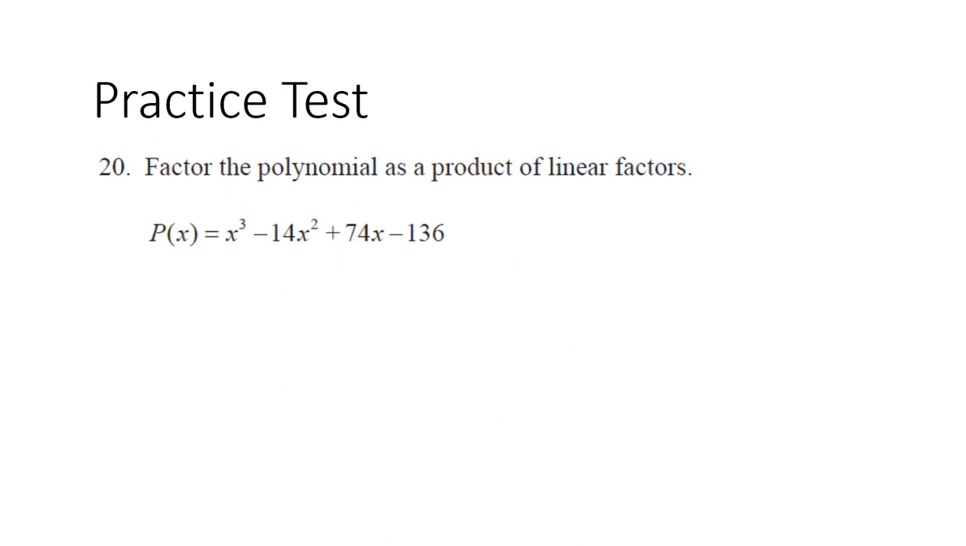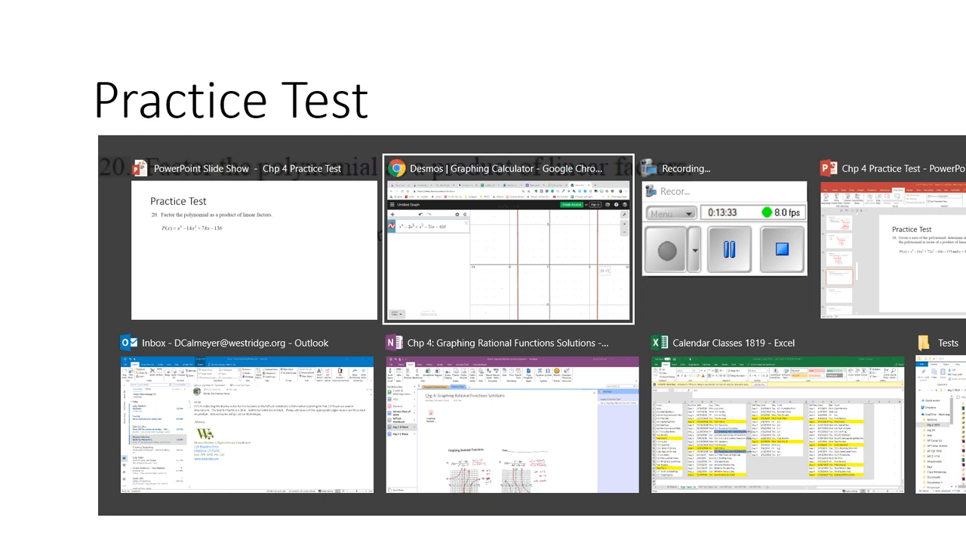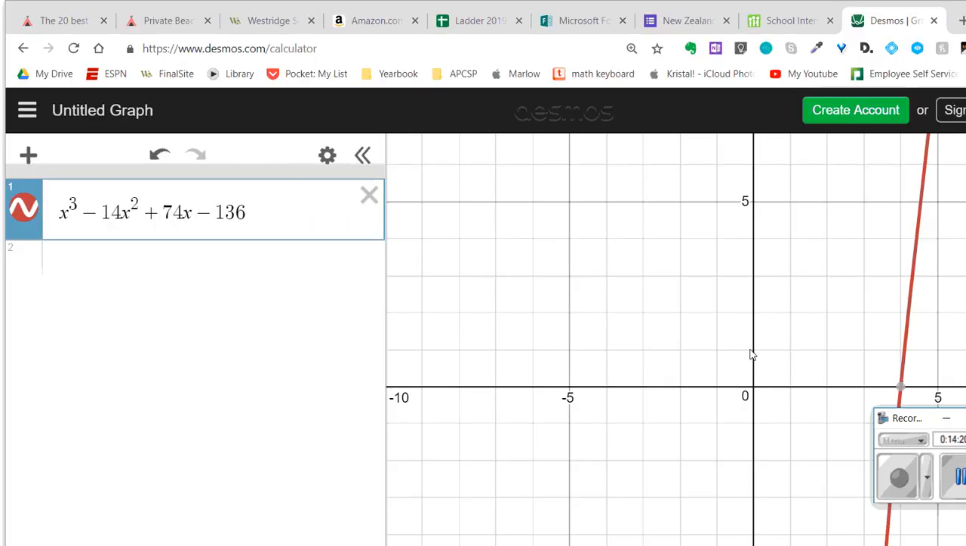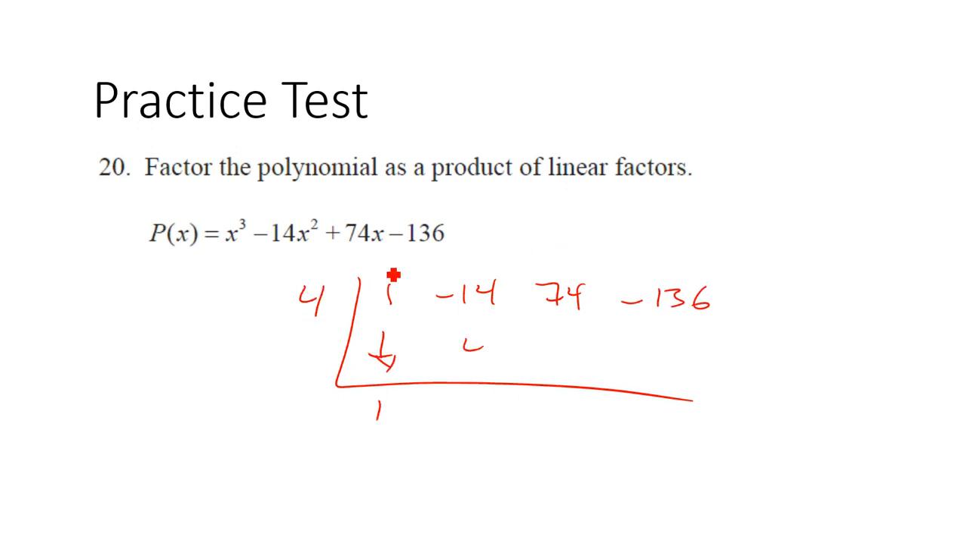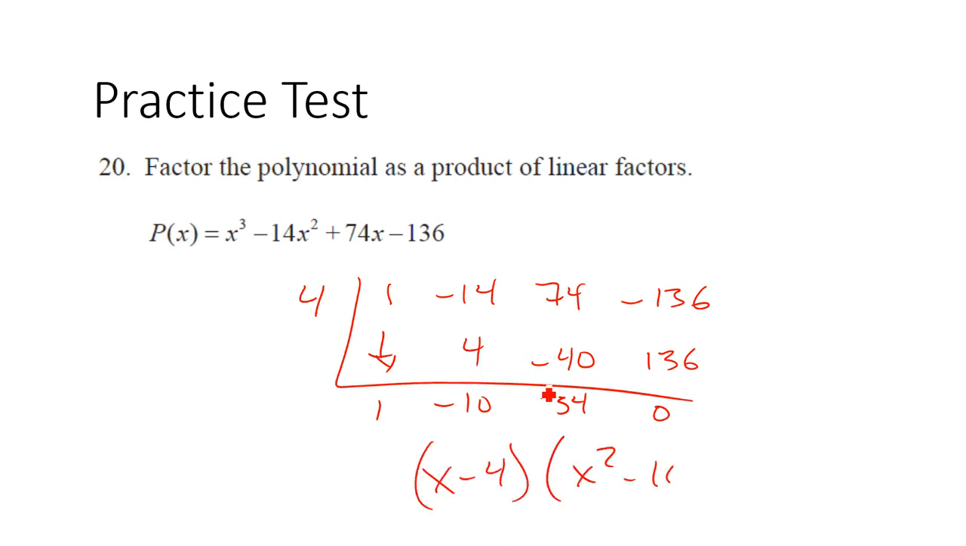All right, same thing on this one. Let's pause and graph it. All right, looks like 4 is our root. Let's plug this in. 4, 1, negative 14, 74, and 136. 1, 4, negative 10, negative 40, 34, and that's 136. So that is correct. And so this does not factor.